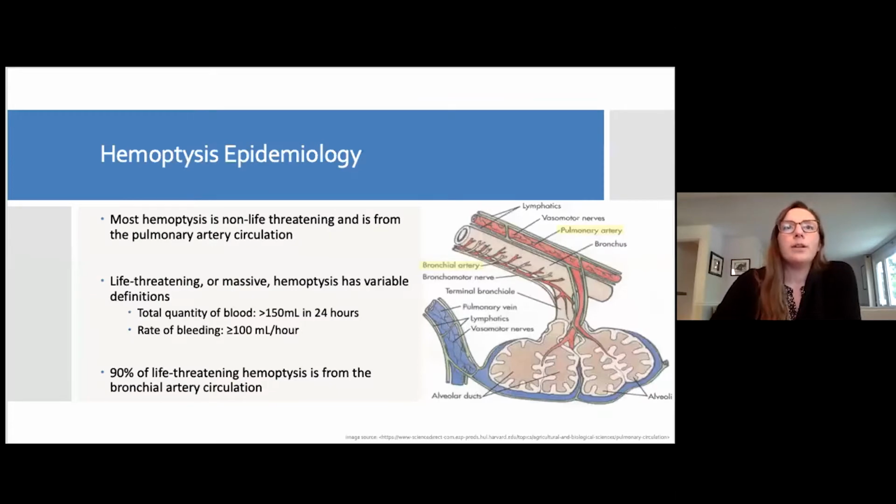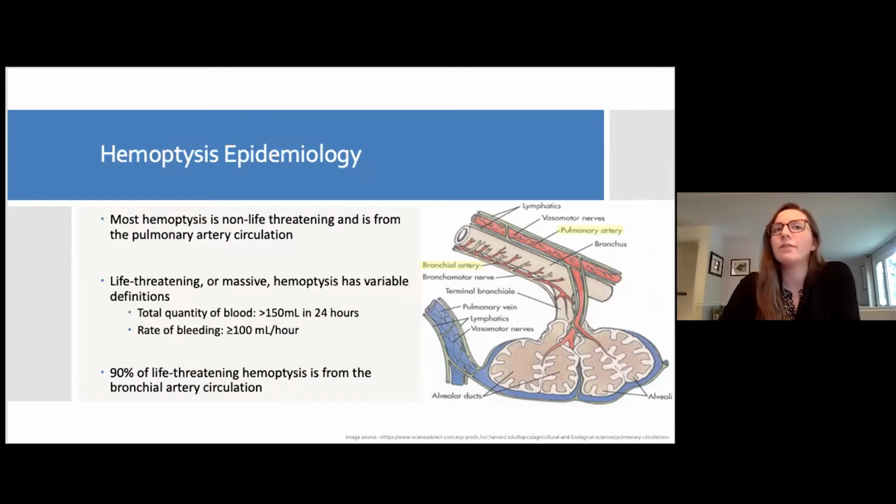So we'll talk a little bit about hemoptysis. Remember that the lungs have a dual blood supply, both from the pulmonary artery and the bronchial artery. The pulmonary artery system is a low pressure system. The bronchial artery system is a high pressure system. The majority of hemoptysis is actually from the pulmonary artery system, that low pressure system, and is not life-threatening. Hemoptysis that is life-threatening, most of the time, 90% of that comes from the bronchial artery circulation.